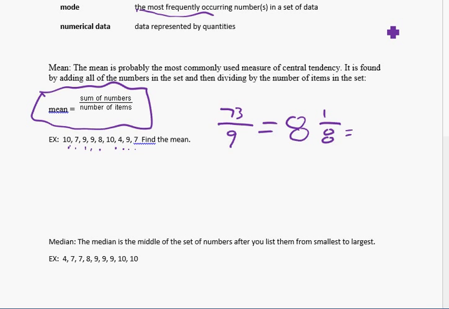And it is. It's 0.125. That's this part. So 8.125. That is the mean. So now let's move on to the median.